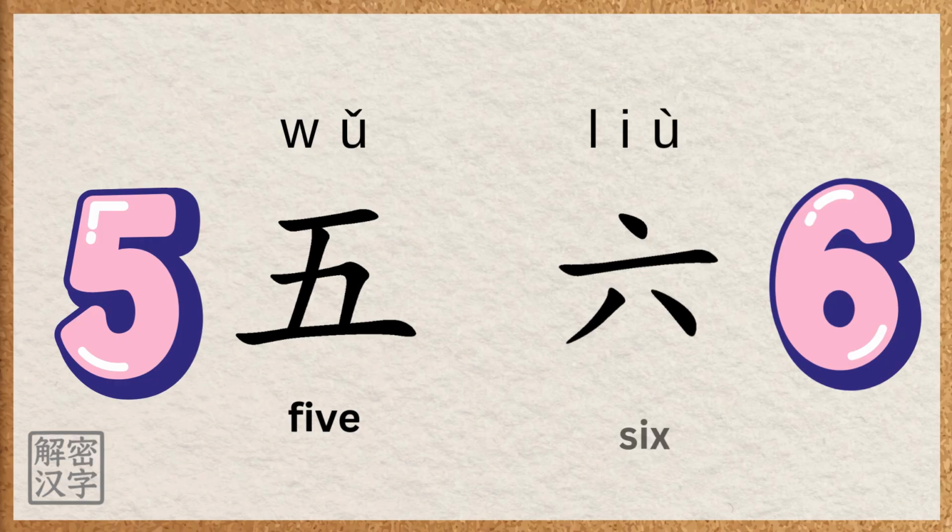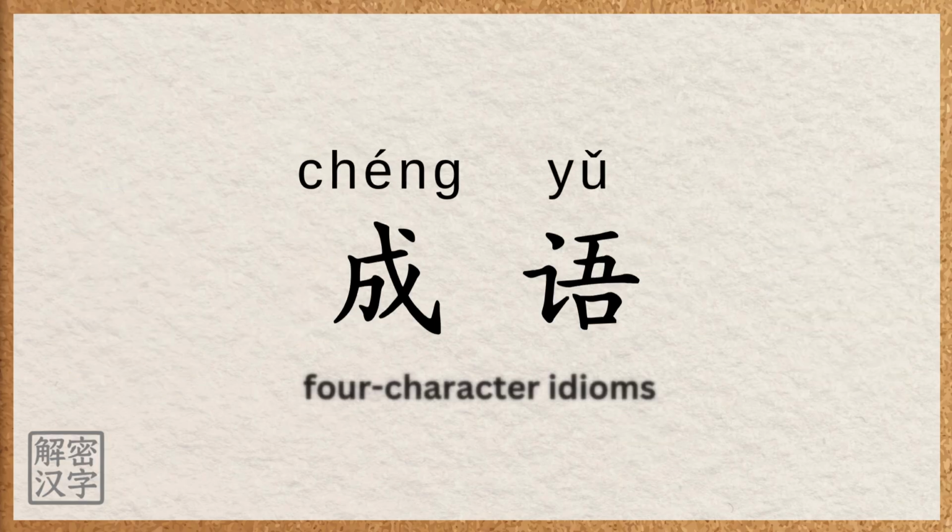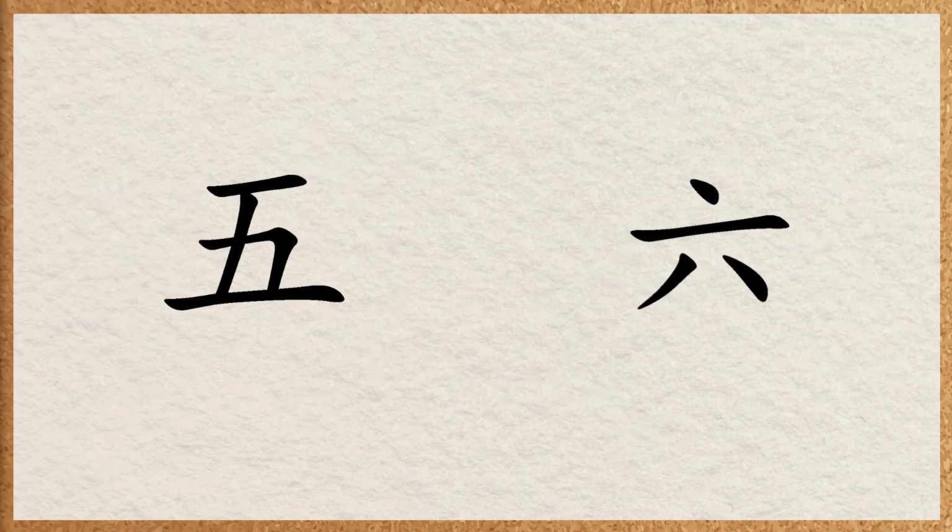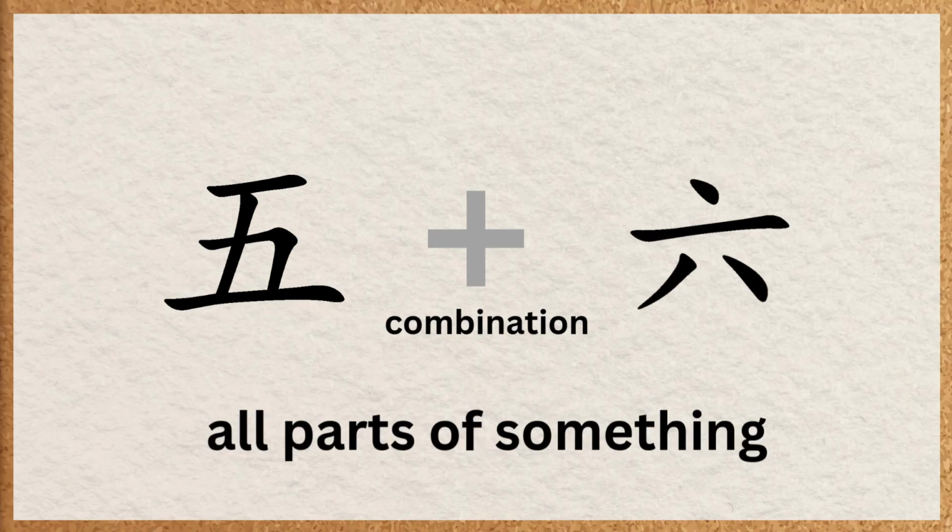Now we've learned the characters wu and liu. Do you remember the 4-character idiom pattern? Wu and liu can form many interesting idioms in this pattern. These idioms are often used to refer to all parts of something. Let's look at some expressions formed with them.